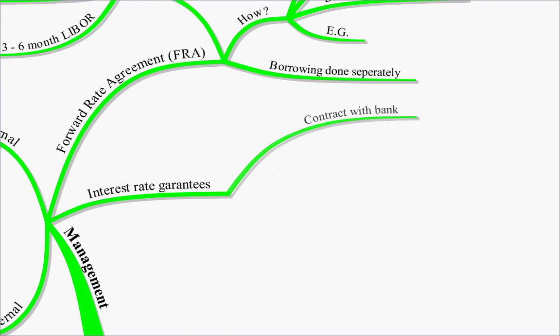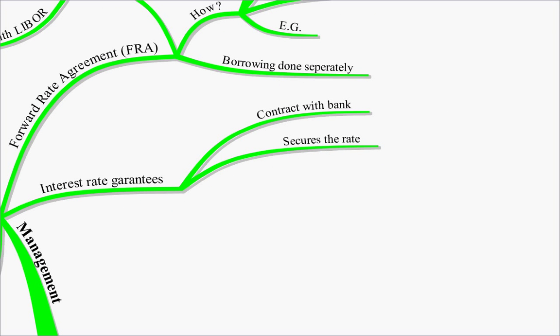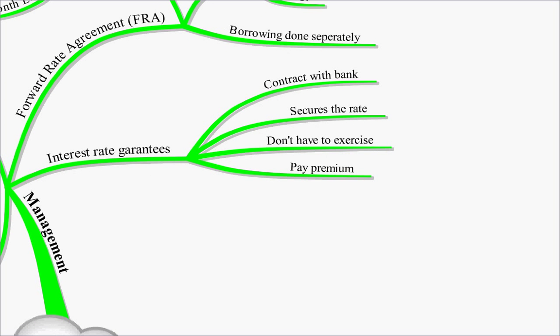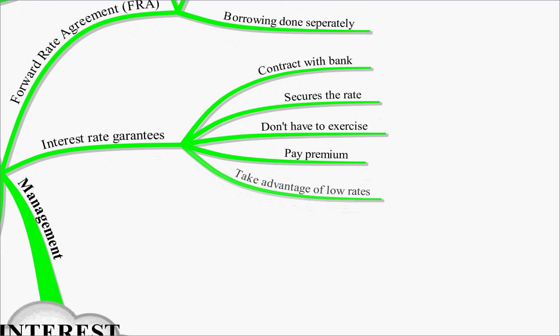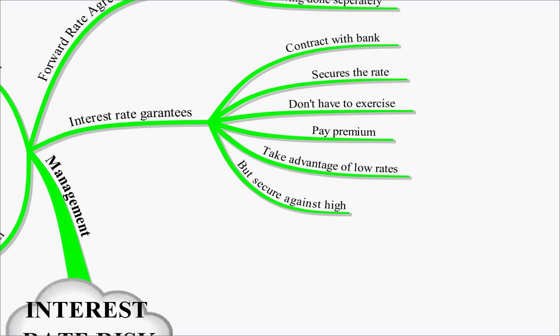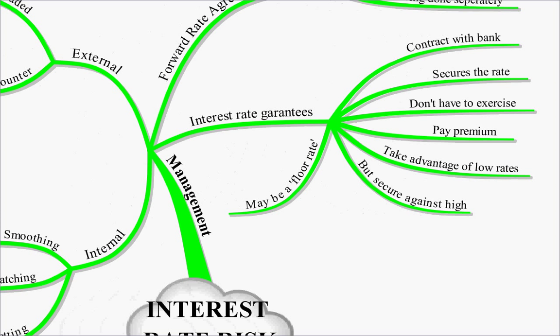An interest rate guarantee then. An interest rate guarantee is a contract again with the bank. It secures the rate, i.e. it guarantees it, but you don't have to exercise it, so it's an option. You do, however, have to pay a premium like other options, but you can take advantage of low rates whilst also being secured against high rates. Be careful in a question though, because there may be a floor rate below which the bank will not guarantee.